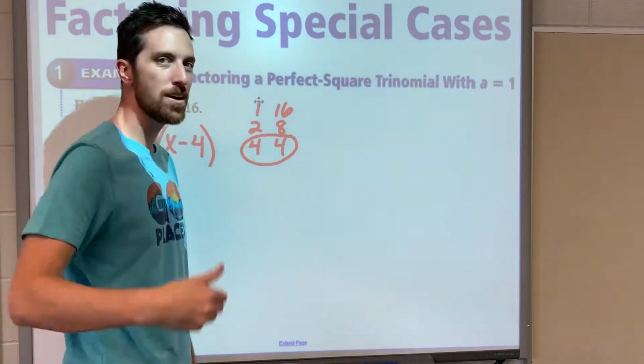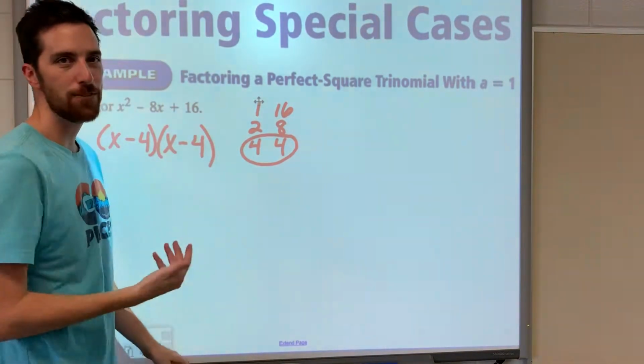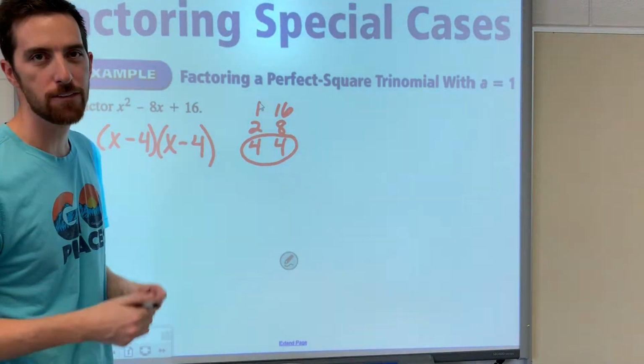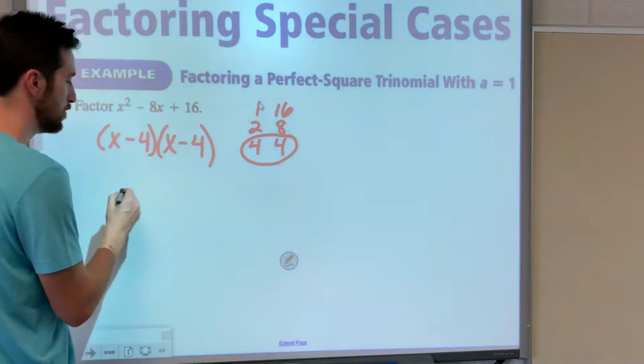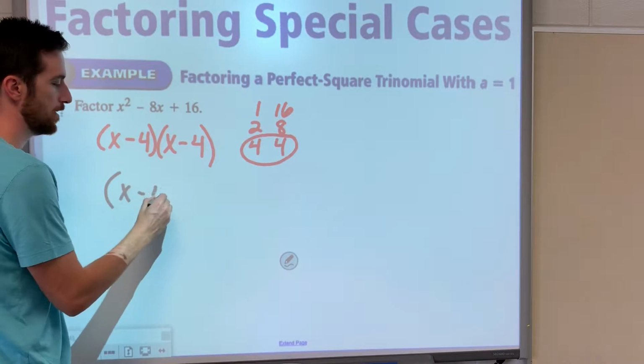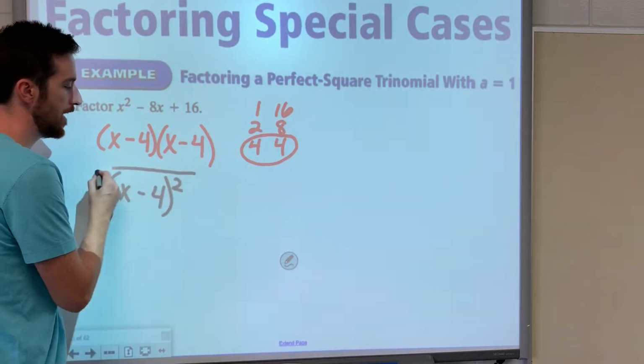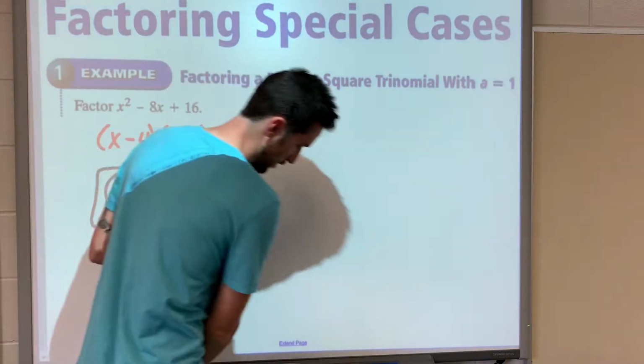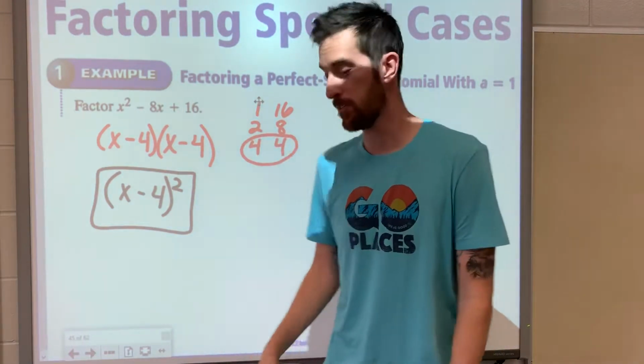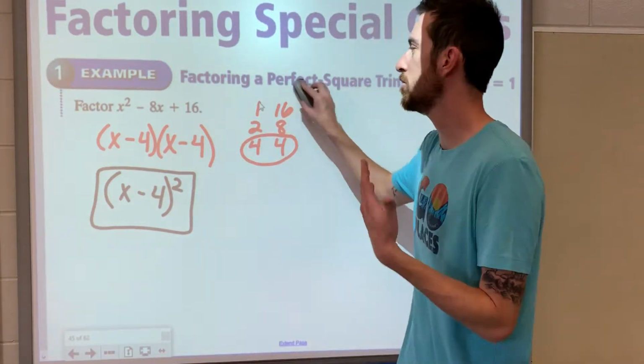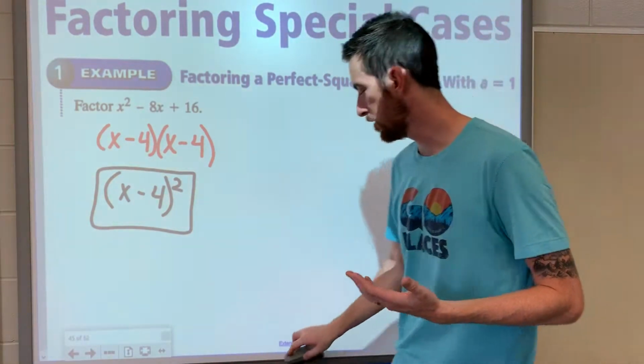But here's the thing, we're not going to write it like that. If you have the same thing multiplied by itself, we write that as squared. So we would just say that is x minus 4 squared. And that is totally cool for this one, because that is the correct answer. However, we're going to get to a little more complicated ones.